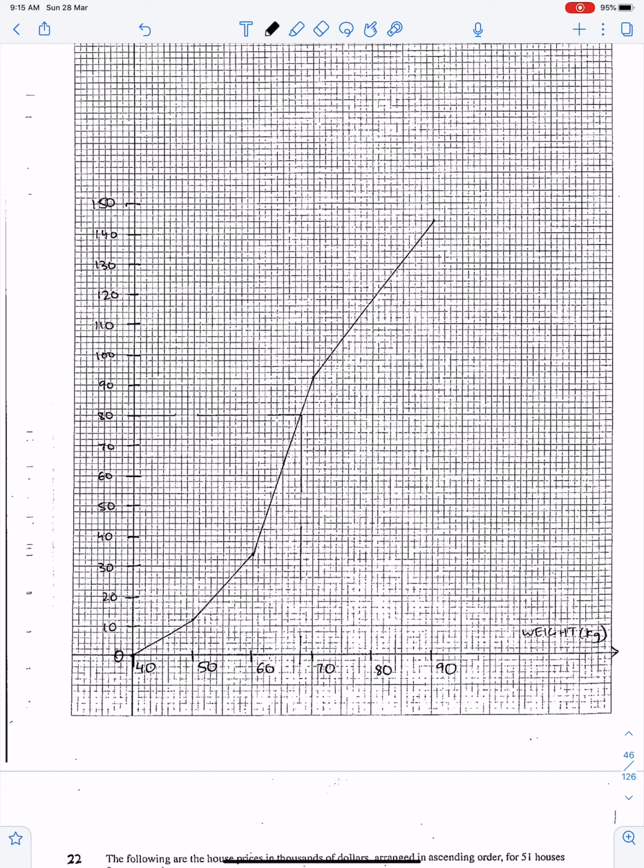Let me write this here. 144 minus 64 is 80. Now get the corresponding value of 80. Whenever they say more than, then always subtract the number from the total and get the corresponding value.